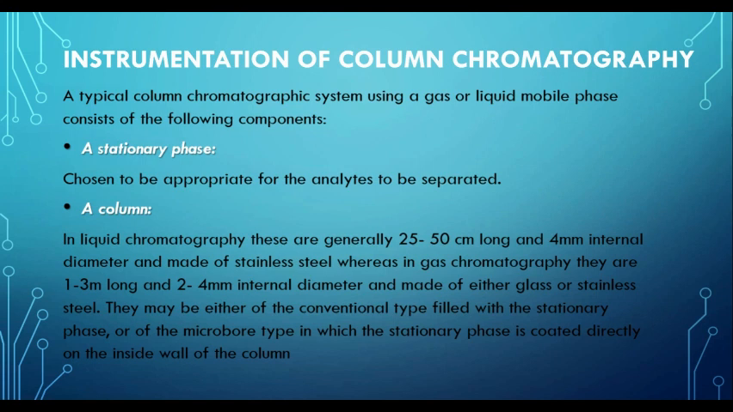Instrumentation of column chromatography. A typical column chromatographic system using a gas or liquid mobile phase consists of the following components: a stationary phase, chosen to be appropriate for the analytes to be separated. A column. In liquid chromatography, these are generally 25 to 50 cm long and 4 mm internal diameter, made of stainless steel.